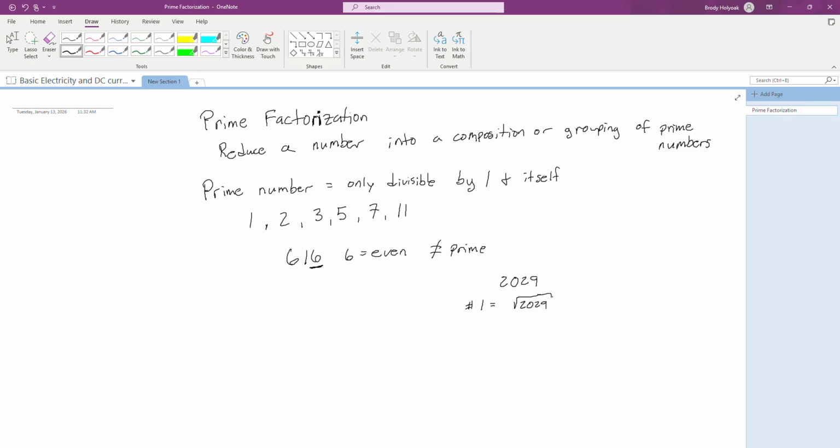Okay, so first thing we do is take the square root of 2029. We'll go square root of 2029. So that means when we plug that in, that gives us an answer of 45.044. So we're just going to bump that up to 46, just because there's change and we want all those values to be included.